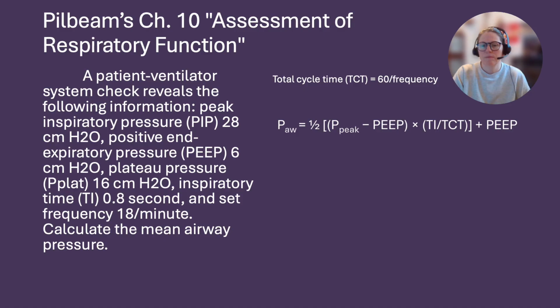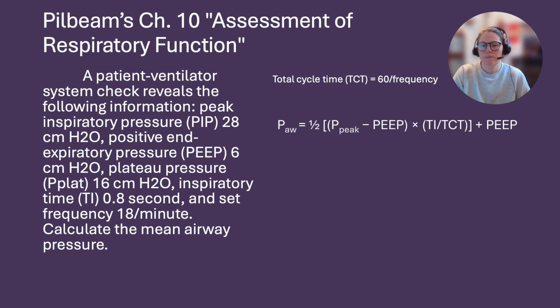All right, so we have another math problem. Let's go ahead and jump in. A patient ventilator system check reveals the following information: a PIP of 28, a PEEP of 6, a plateau pressure of 16, an I time of 0.8, and a respiratory rate of 18. Calculate the mean airway pressure.